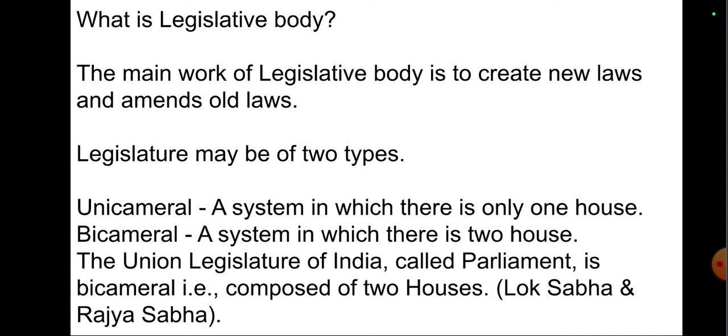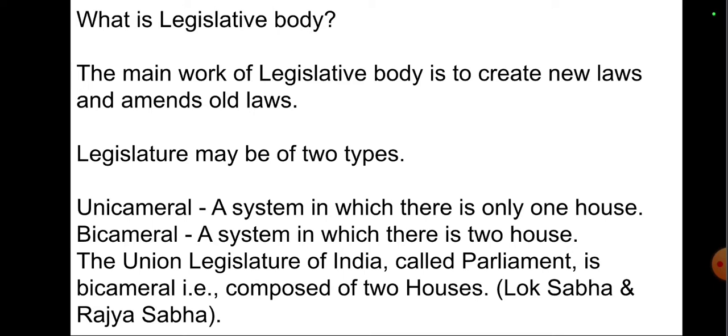So what is a unicameral legislature? A unicameral legislature is a system in which there is only one house. And in case of India, which is bicameral, there are two houses. The Union Legislature of India, called Parliament, is bicameral, that is composed of two houses, Lok Sabha and Rajya Sabha. And the new Parliament building which is being constructed has a seating capacity of more members in Lok Sabha as well as Rajya Sabha, and the joint sitting will be done in the Rajya Sabha. So all these are the provisions in the new Parliament building.